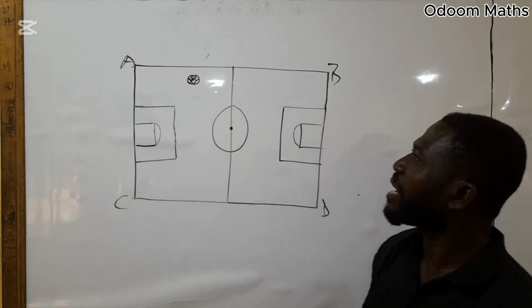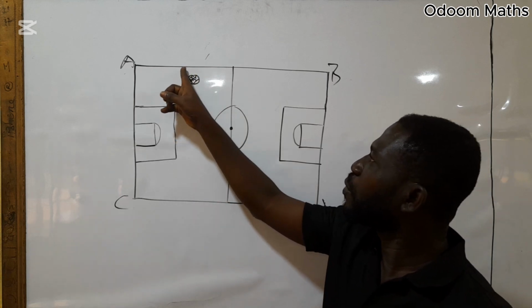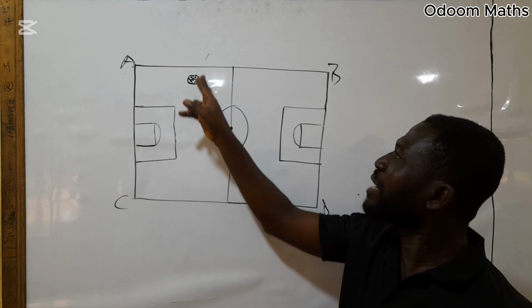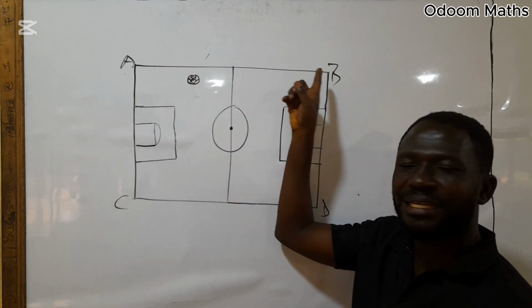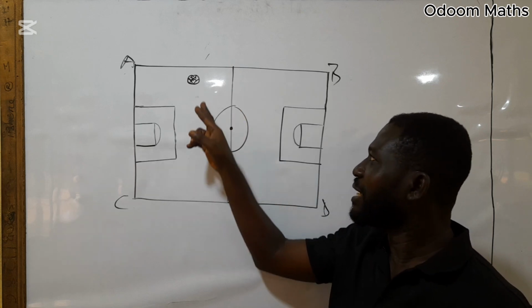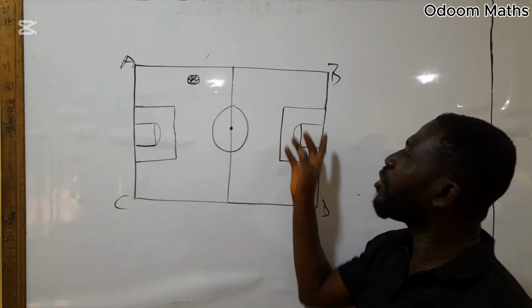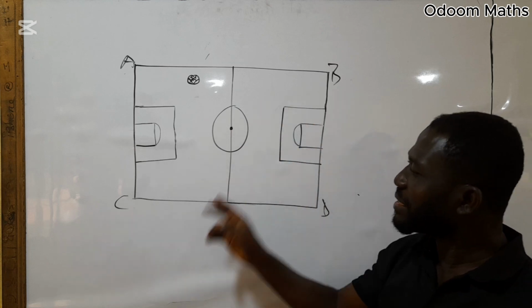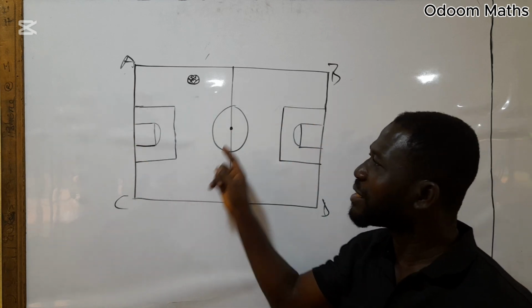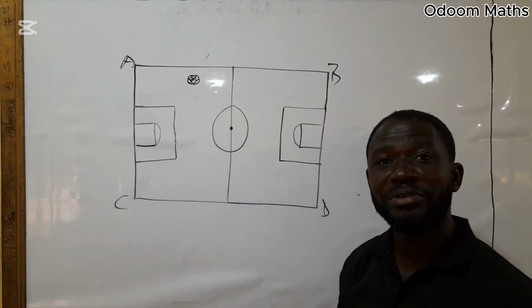The ball can move towards the line, but it shouldn't cross. So the limit the ball can go to is the line. It can't cross. The moment it crosses, there should be a restart. Now the ball can be anywhere inside, and it can also be on these lines. But the moment it crosses, there should be a restart.